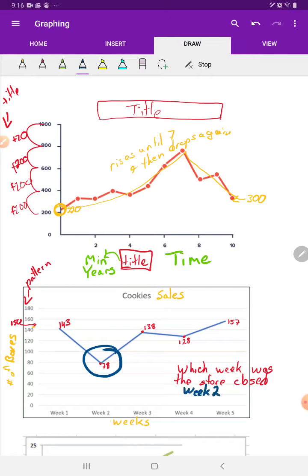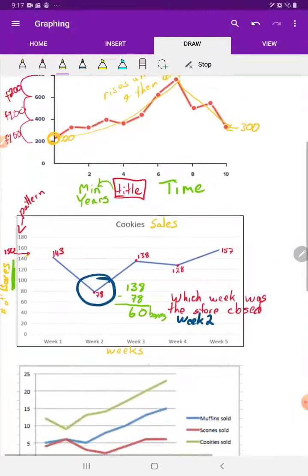Here's a different question. How much more was sold in week 3 than in week 2? That's easy. That's week 3. That's week 2. How much more is a subtraction question? So 60 more boxes, not cookies, boxes, because remember, this is about boxes, okay?